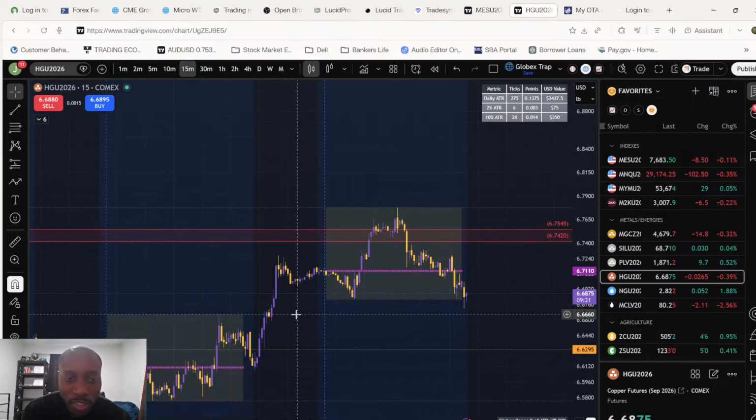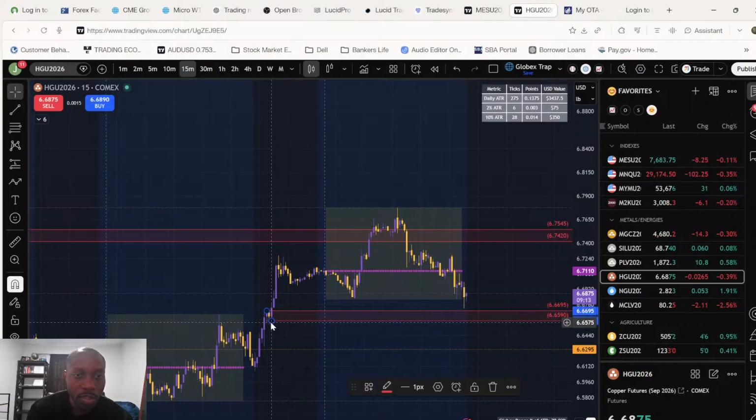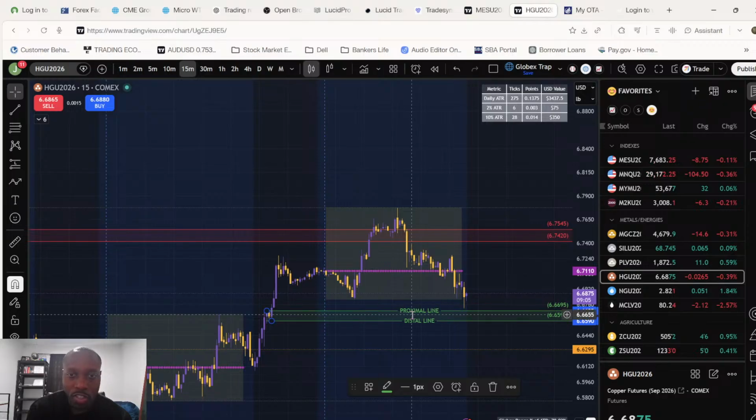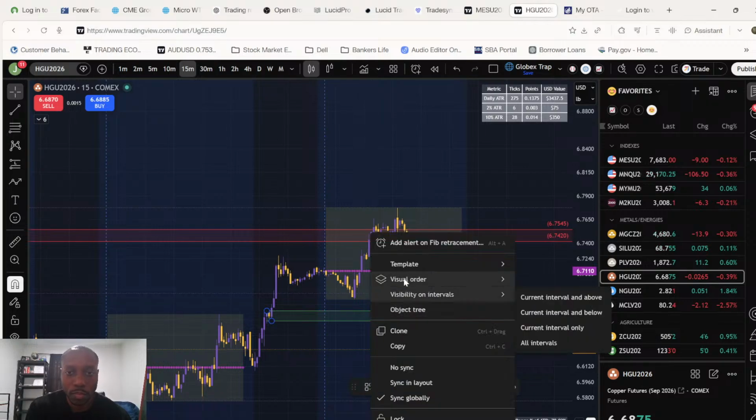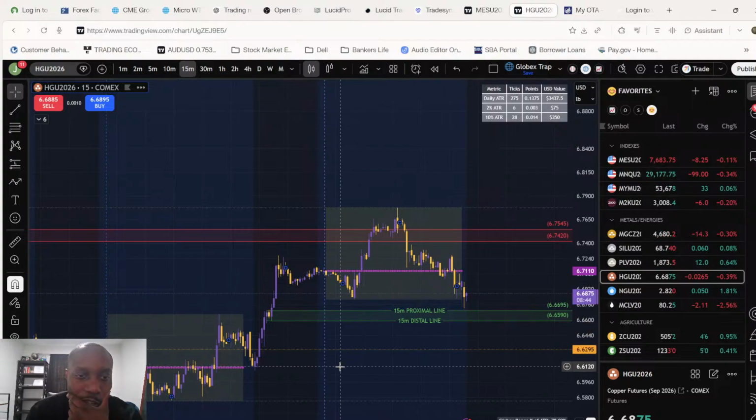I kind of like this one though. Actually, if I was looking at it, you got a demand zone here. This is on a 15-minute, so let me go ahead and just put a demand zone and change this out. 15-minute, and save that. 15-minute demand zone.